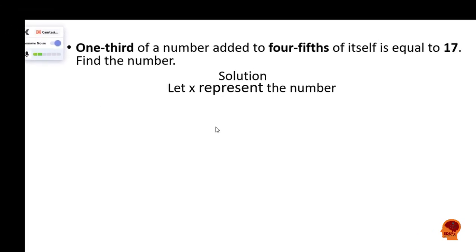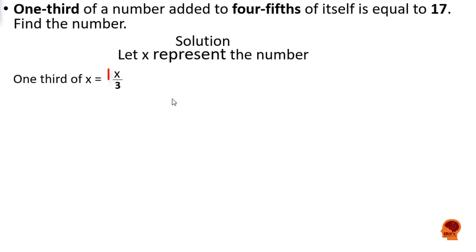Now it says 1/3 of that number. So what is 1/3 of that number we're looking for? It's going to become x over 3. Now what is 4/5 of that same number? That's going to give us 4x over 5, because it's 4/5 of that number. Do not forget, x represents the number that we're looking for.